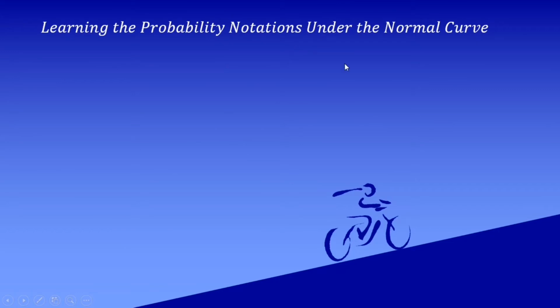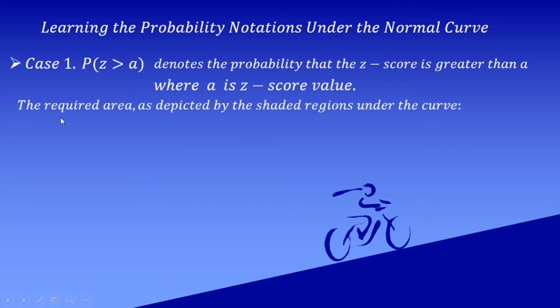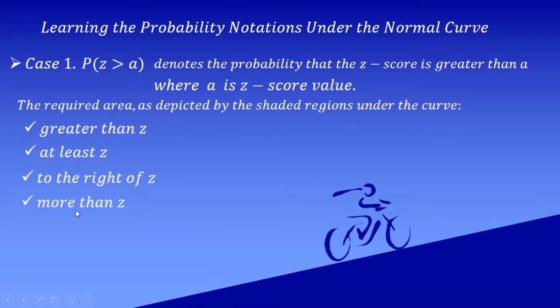Okay, ito yung ating probability notation. So, we have a case 1. So, this is the symbol, the notation. So, babasahin natin ito. Denotes the probability that the z-score is greater than A, where A is the z-score value. Meron tayong required area for the shaded region. Ito yung ginagamit nating term na greater than z, at least z to the right of z, more than z, above z. Isa lang ang ibig sabihin nito, our shaded region is going to the right.